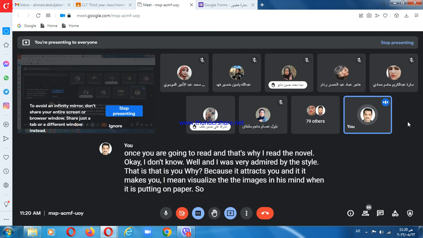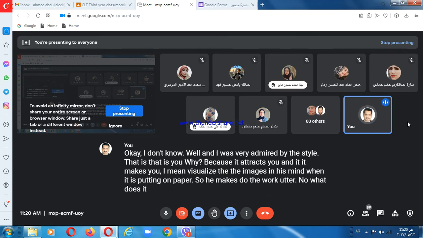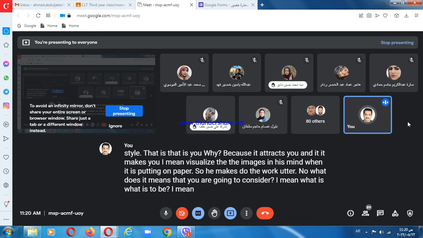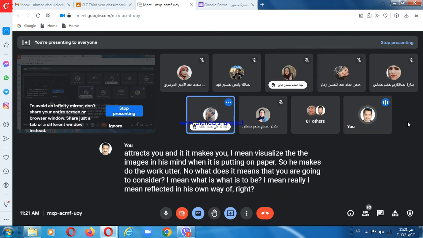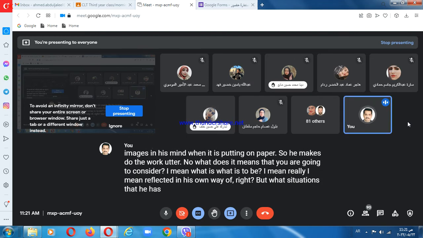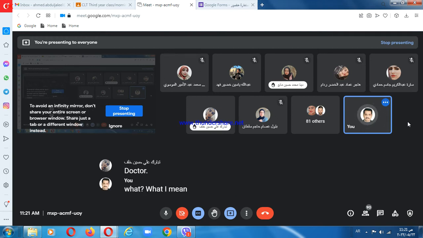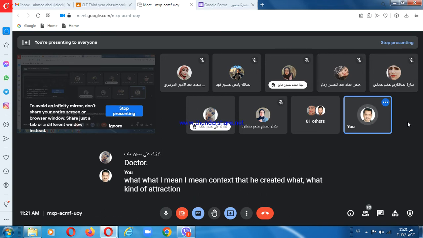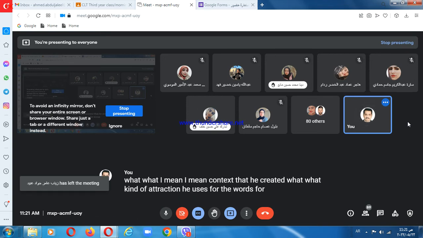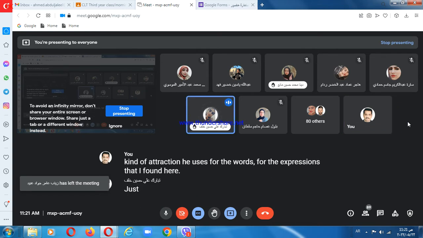So he makes the word utter. You know what it means? It means that you are going to consider what is really reflected in his own way of writing. What situations he has, or context that he created, what kind of attraction he uses for the words, for the expressions that are found here and there.